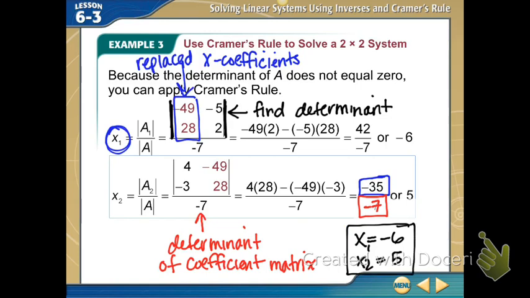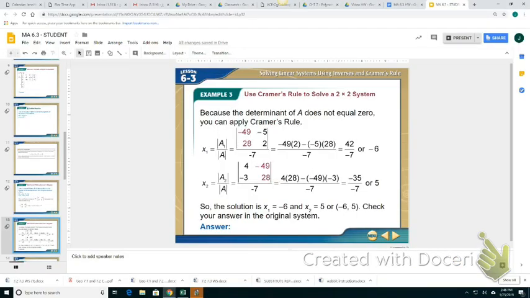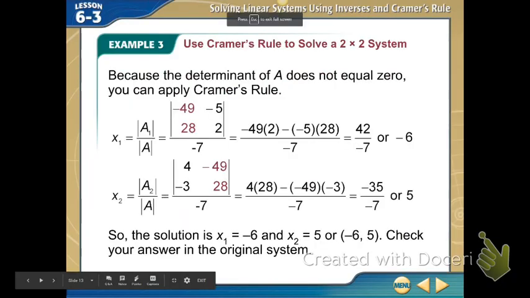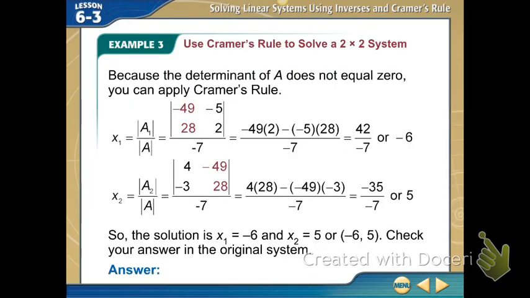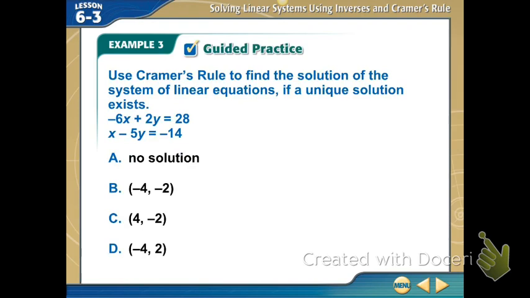Notice that when I was solving for x2, instead of putting the coefficients in for x1's location, I put it in for x2's location in the second column. All right, so here is an equation for you to practice in example 3. Turn your system of equations into a coefficient matrix and find the determinant using Cramer's rule, and then solve for x and y.